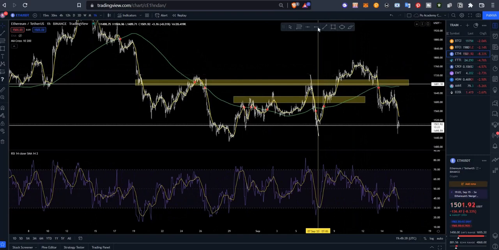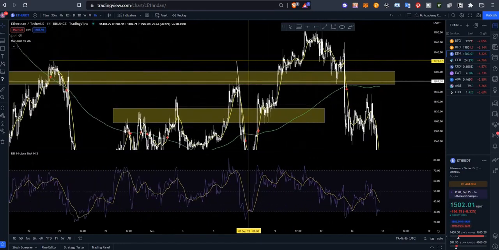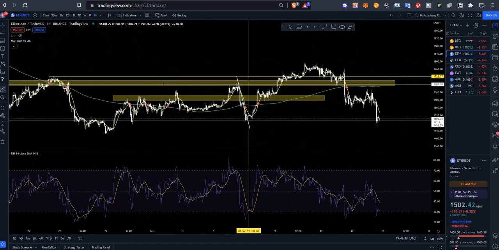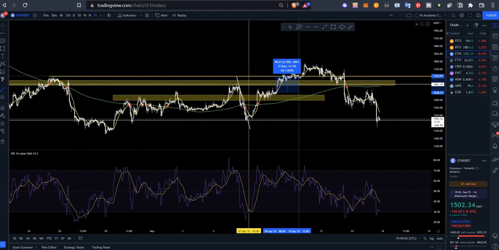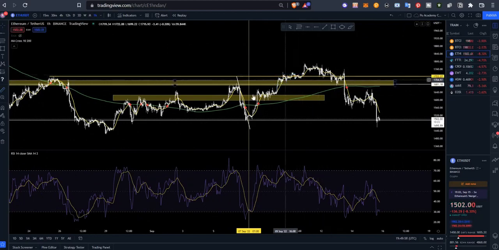When it gets over here, let me see how many percent that is. From here, that's 5.2, let's say 5%. This 5% you are seeing over here, if you do that on futures trade, you will be having more than that. But if you are doing it on spot, that means you'll be having 5% more or less.